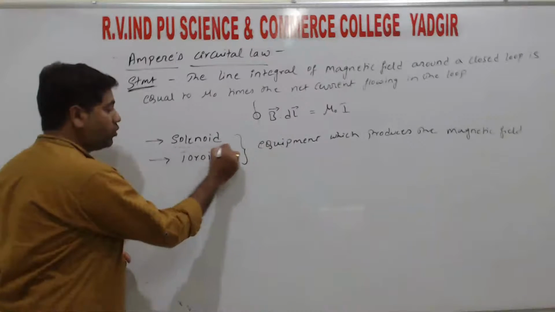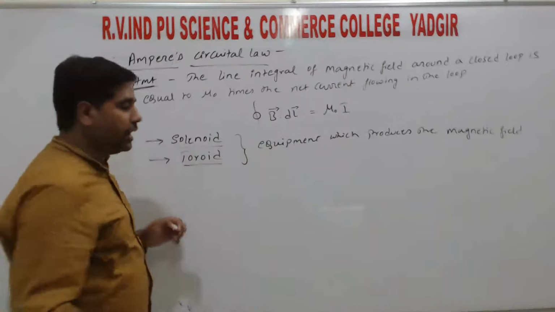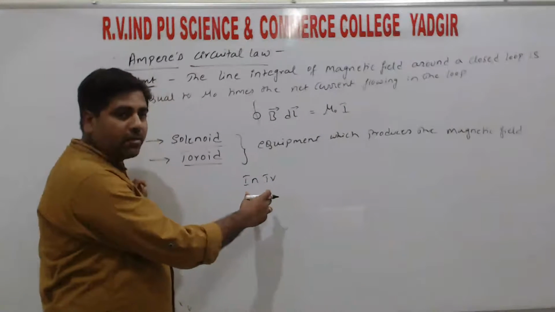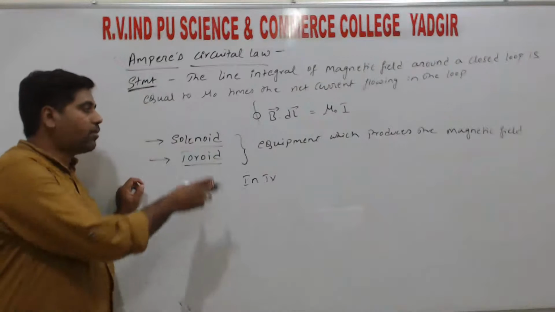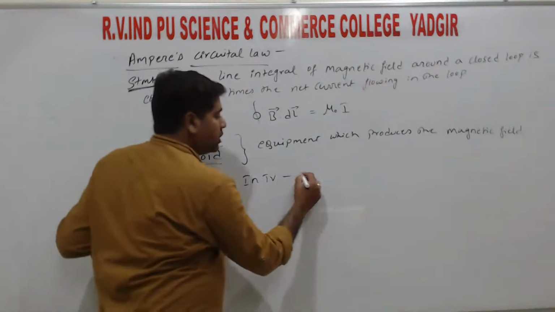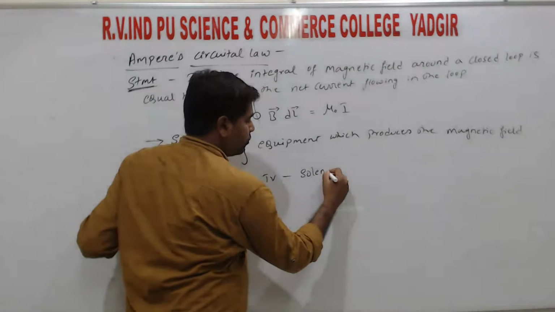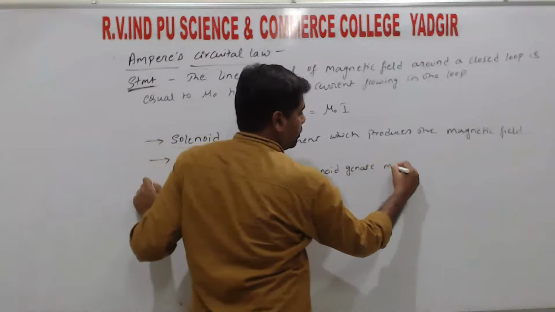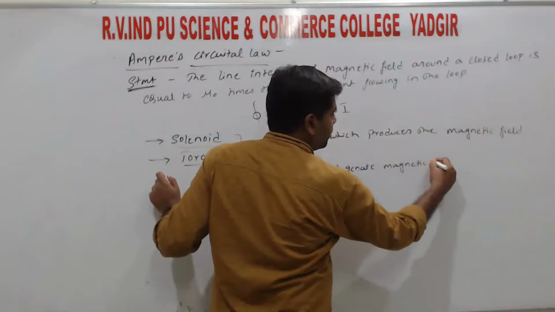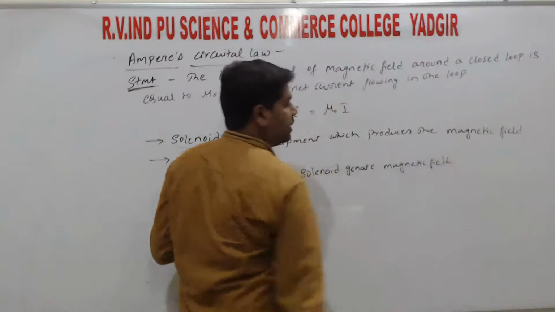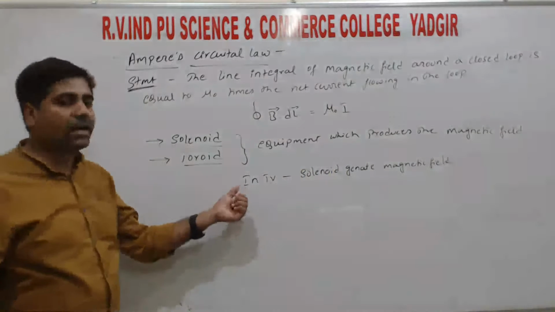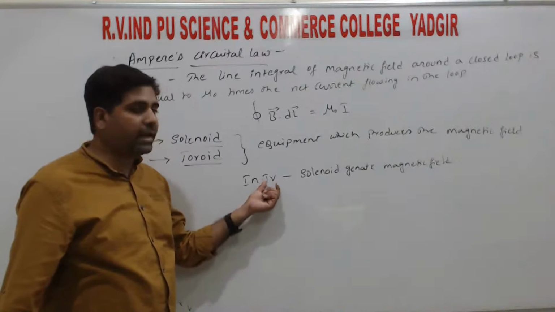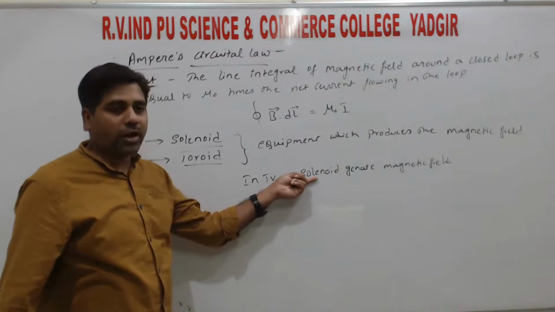So where are we going to use the solenoid and toroid? In TVs, that is, in televisions. In television we need a magnetic field, and that magnetic field is produced by the solenoid. So the solenoid generates the magnetic field in televisions, right? Also in antennas and receivers we need a magnetic field, and it is the solenoid that produces that magnetic field.